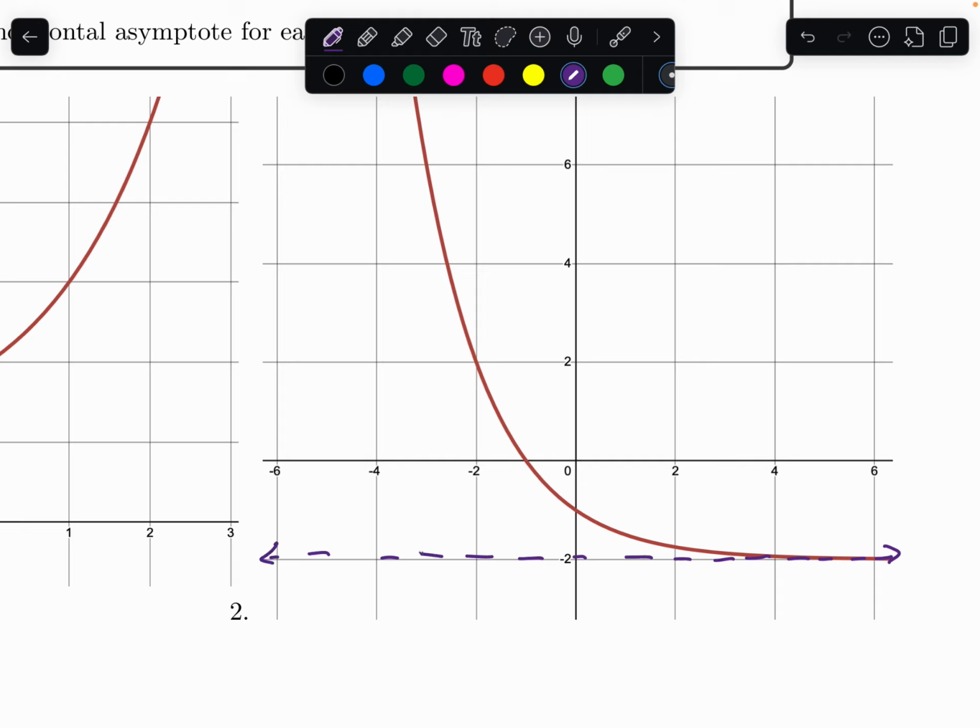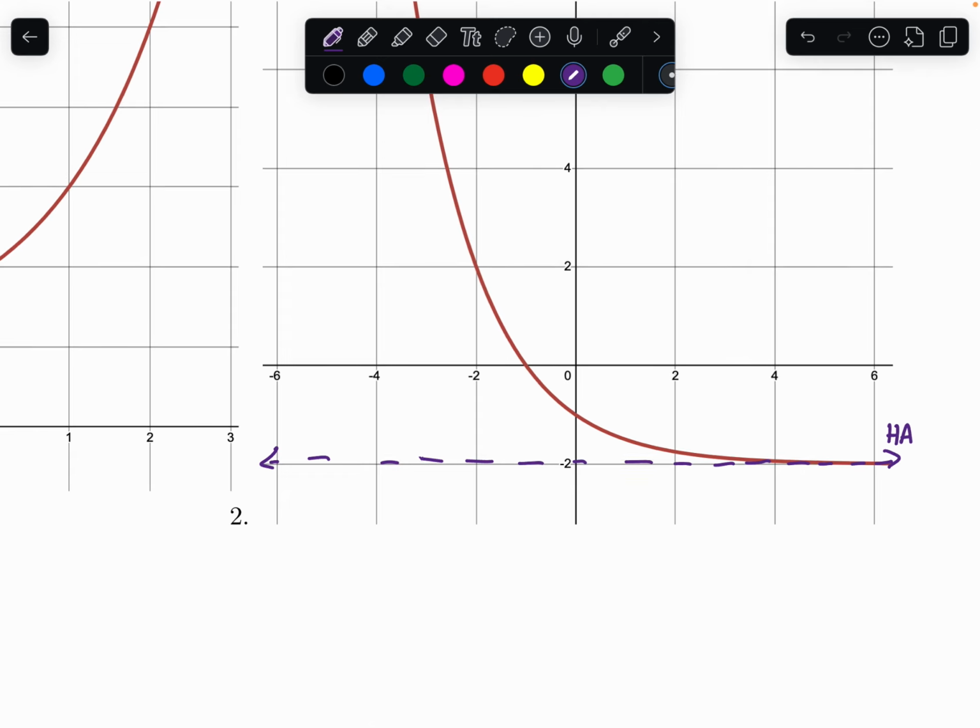But graphing calculators won't necessarily tell you there's a horizontal asymptote, right? You just kind of have to figure it out by looking at the image, right? So what I notice is that there's a possible horizontal asymptote here at y equal to -2, right? And I got that value from right here.